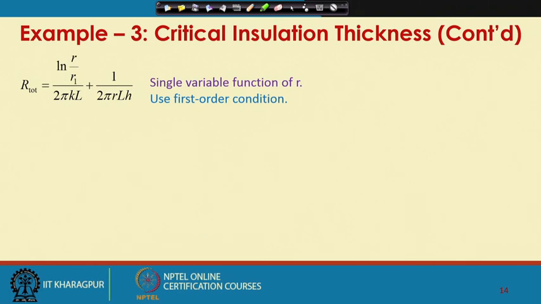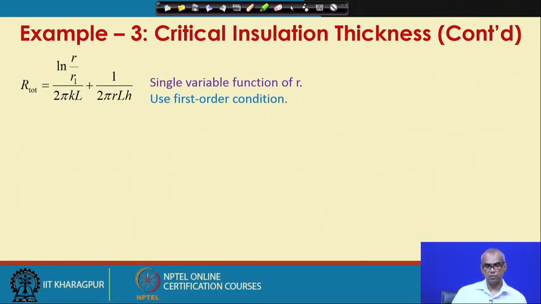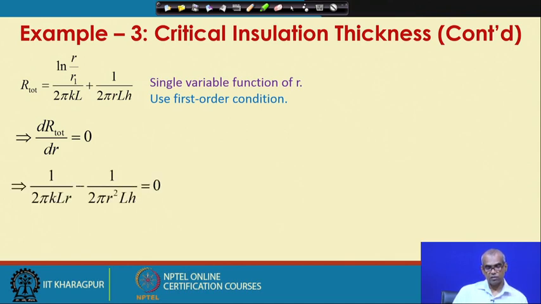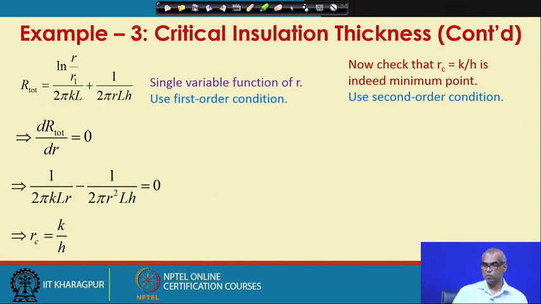So, if you look at the expression, this is a single variable function of R. Let us use the first order necessary condition. So, take the derivative of total resistance with respect to R and set that equal to 0. If we do that, we get the value of R which minimizes the total resistance R total, which is R equal to K by H. So, now we need to know whether this critical radius or the critical insulation thickness R C equal to K by H is indeed a minimum point or maximum point or point of inflection.